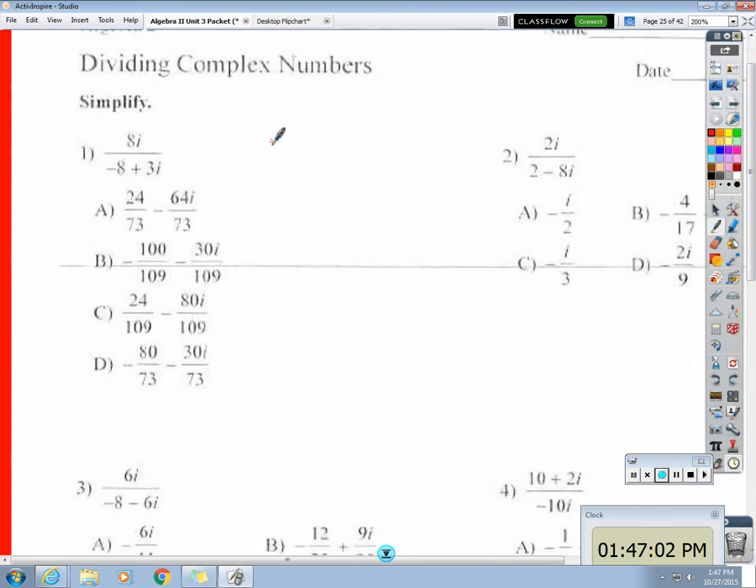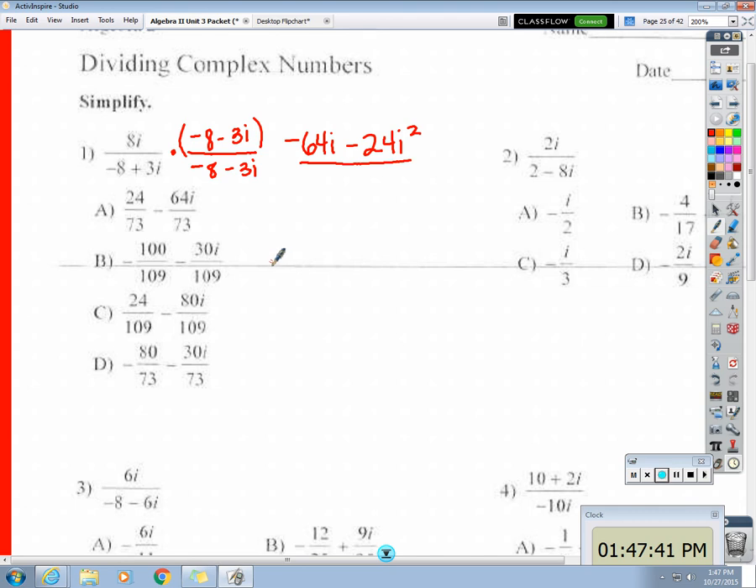Okay, we cannot have this i in the denominator, so how do we get it out? We multiply by the complex conjugate on top and bottom, and what is that complex conjugate? Right. Okay, what do we need to do to the top? Distribute. 8i times negative 8 is negative 64i. 8i times negative 3i is negative 24i squared.